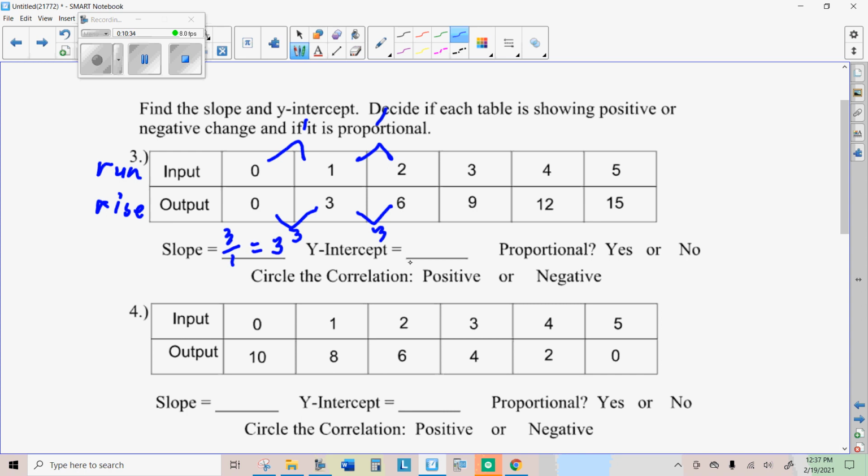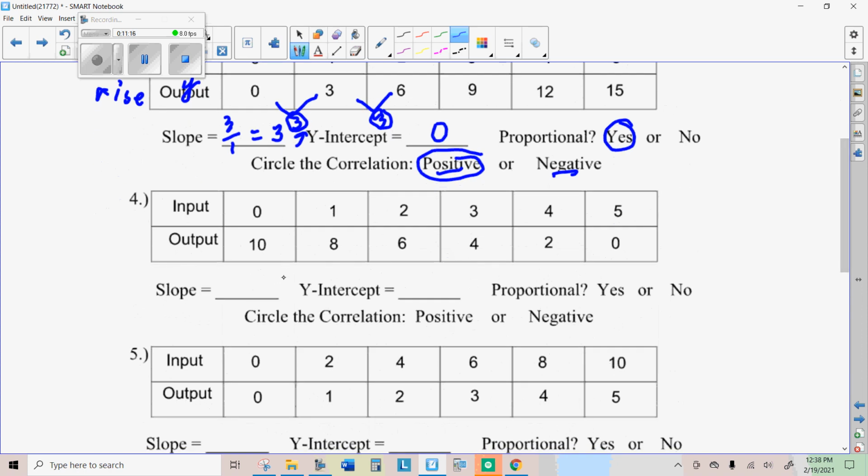And your y-intercept is where x, or your input, equals 0. We might want to put x and y here. Input is x, y is output. Okay, so our y-intercept is 0 on this one, so yes, this is proportional. Now, the way you tell if it's positive or negative is by these numbers here, your rise and run. If these numbers were going down by 3 as these went up by 1, you would have a negative divided by a positive, which is a negative. So in this case, since they're both positive, it's positive.